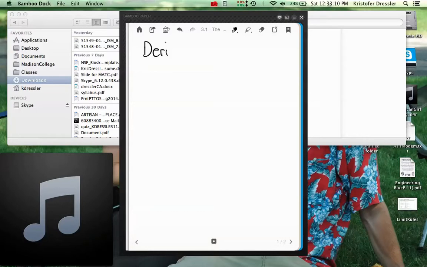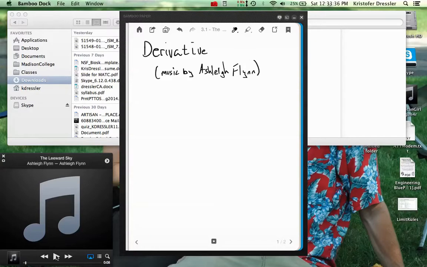So before we talk about the derivative, I'm going to warn you that we're going to listen to some music by Ashley Flynn, who is from Portland, Oregon, kind of a folk rock crossover kind of a singer. And I want to listen to it because we're doing calculus on Saturday, and so that means you get to listen to it too. All right.